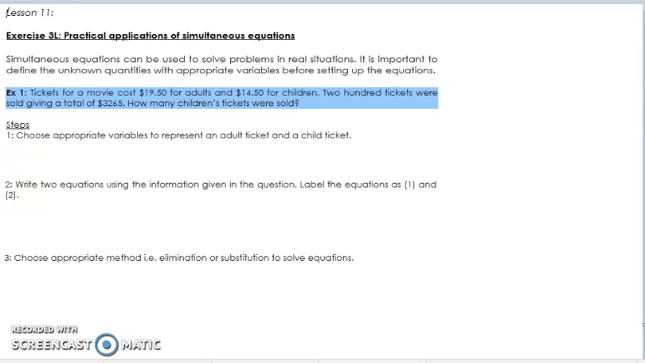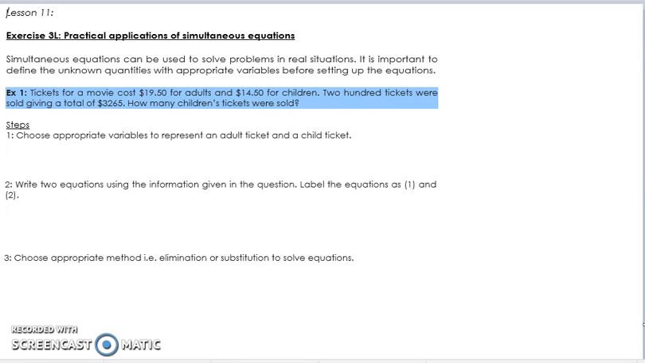This is lesson 11, rather, of exercise 3, practical applications of simultaneous equations. This will be the last lesson in regards to chapter 3. And we're looking at how we can use simultaneous equations and the method of solving simultaneous equations for real life problems. This is a practical way of using simultaneous equations.